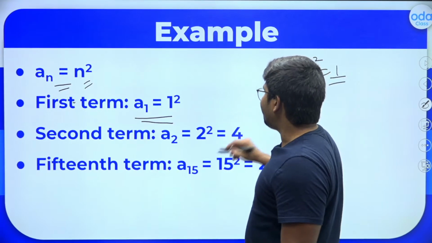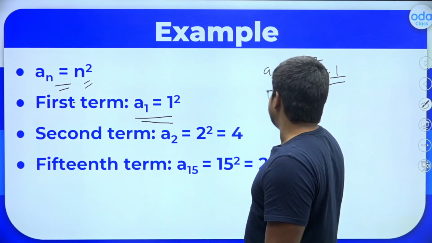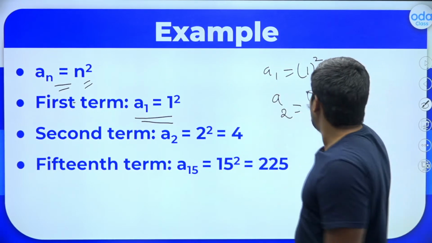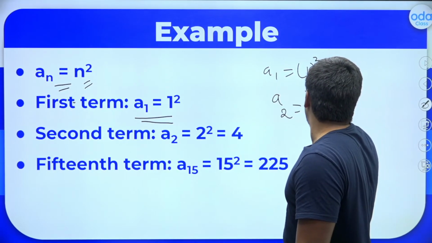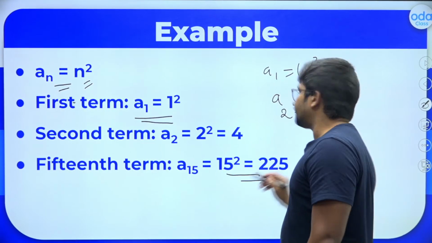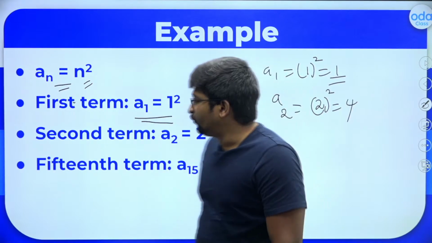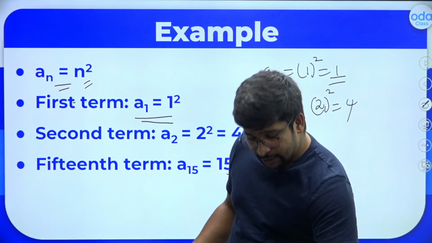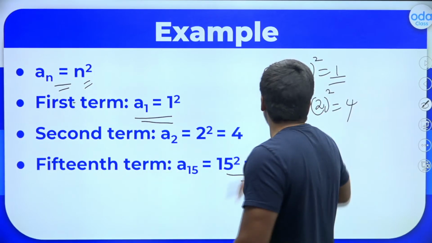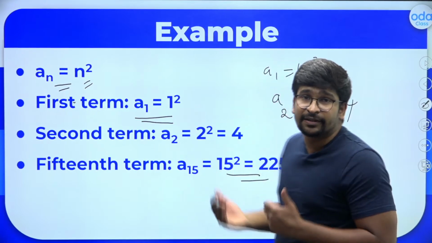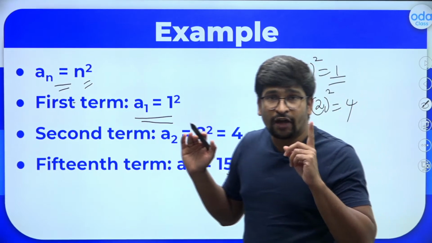Likewise, if An is n square, how will you find the second term? In the formula of An, that means in n square, wherever there is n, you will replace it by 2. So it will become 2 square, which is 4. Likewise, if you need the 15th term, what will you do? In the formula of An, wherever there is n, you will replace it by, what will you replace it by? You will replace it by 15. If you need the 15th term, you will replace it by 15. That is what you do. Is it clear to all of you?